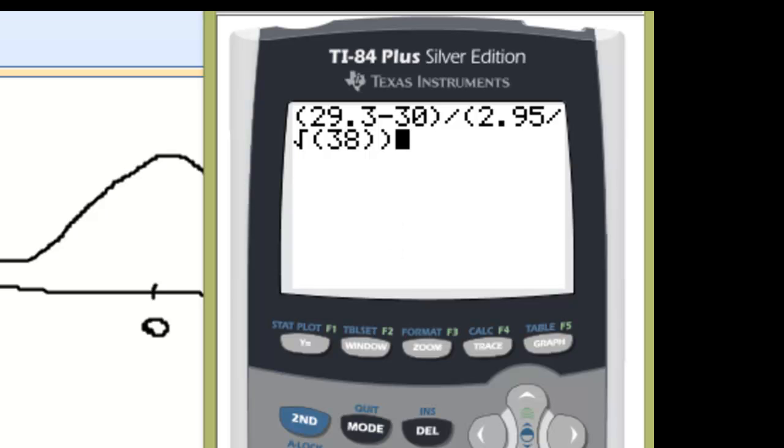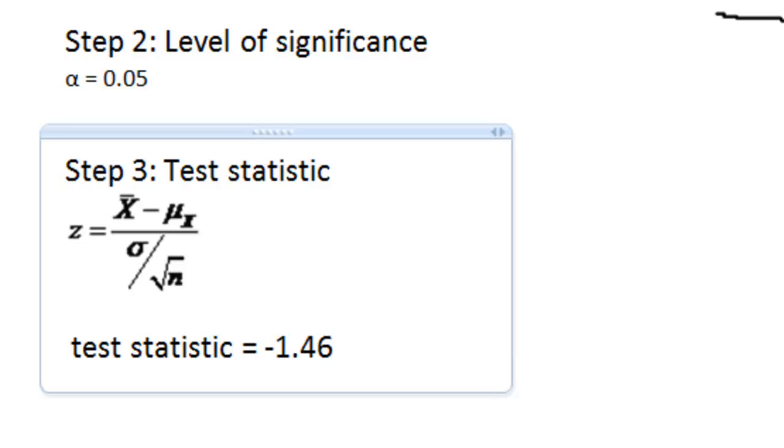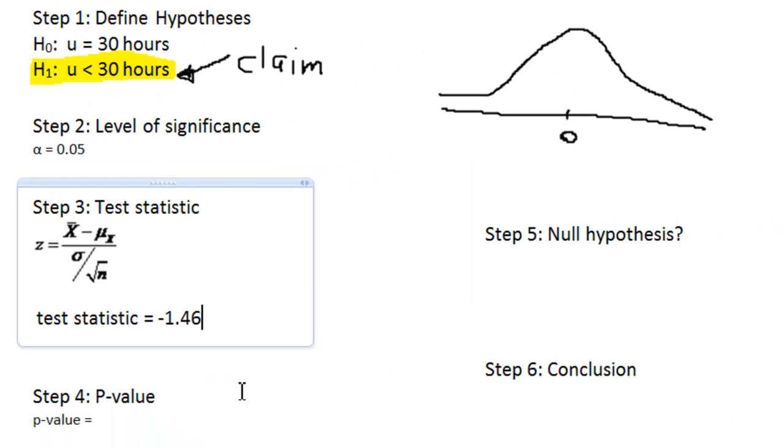So I'm going to do all this here on my calculator, and it gives me a z-value. A test statistic is a z-value. It's a standardized number of negative 1.46. All right, so I'm going to type that in over here. Negative 1.46. Now, here's where the p-value part of this comes in. What is the area in the tail? Now, this is important. What's the area in the left tail? And I'm going to show you why it's left tail in just a second. If the z-value is negative 1.46 based off of our test statistic.